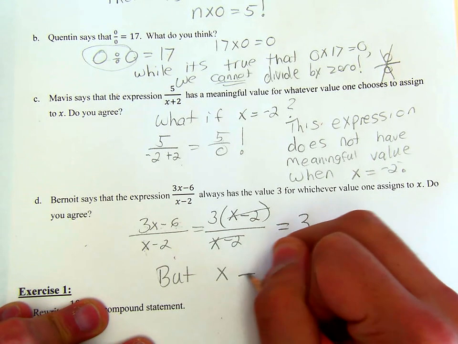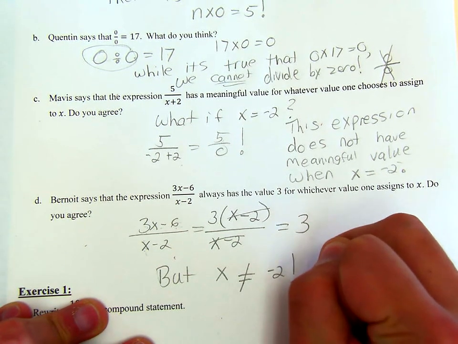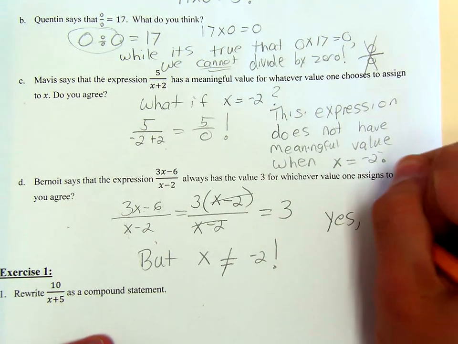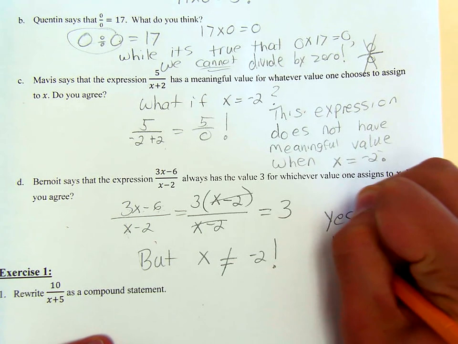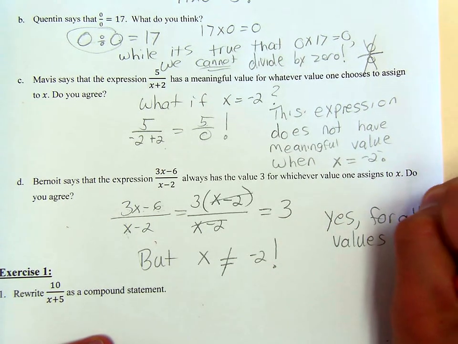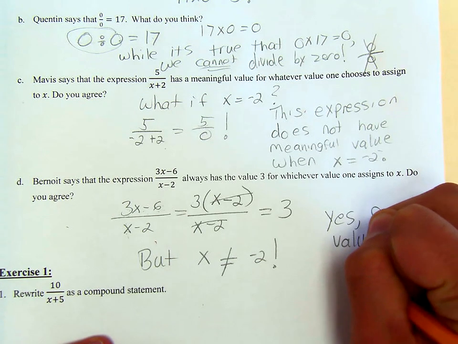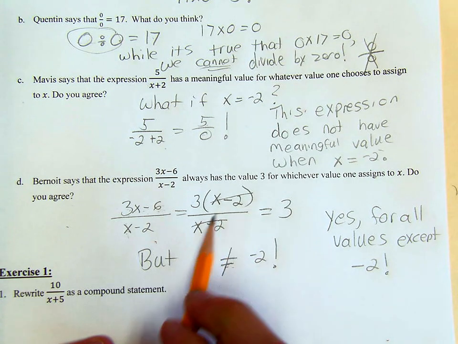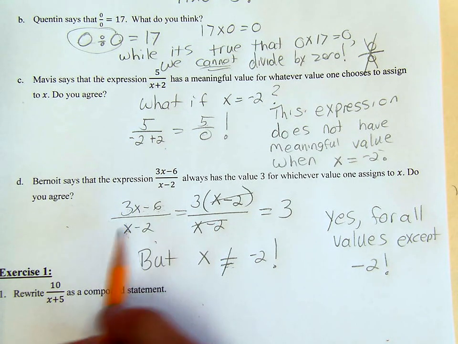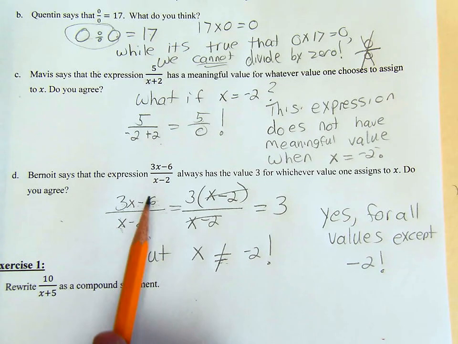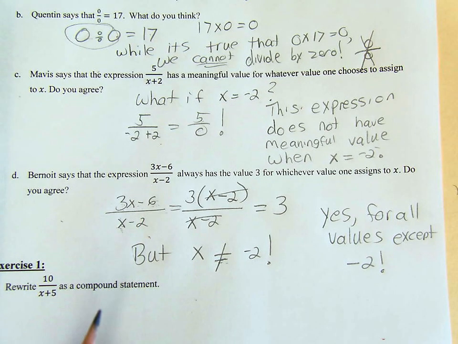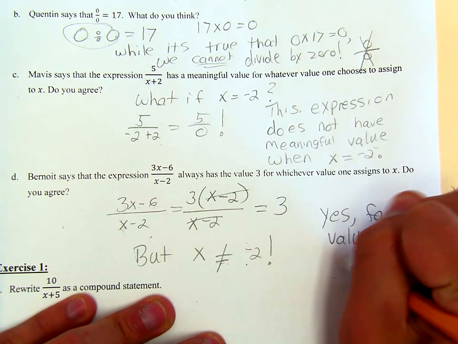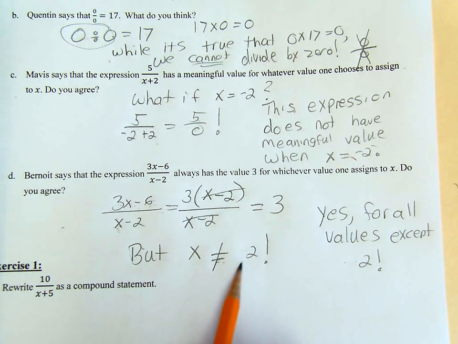So we could say, do we agree? Yes, we do agree for all values except negative 2. Because when x is equal to negative 2, then we're going to divide by 0 here. So x could not equal negative 2. Okay? So now let's go into exercise 1.